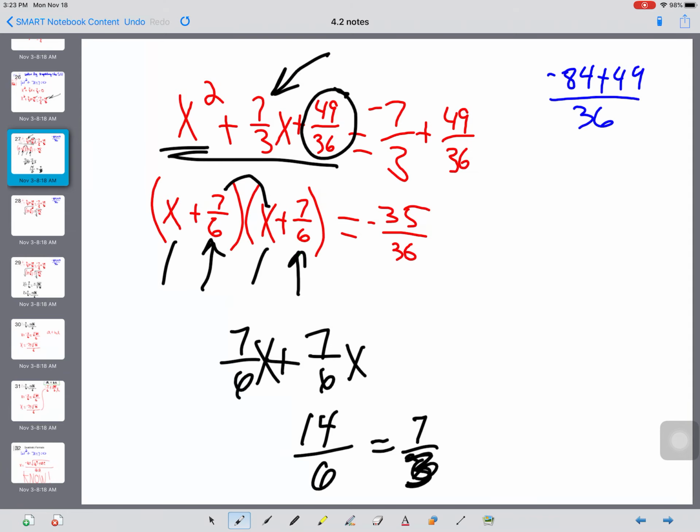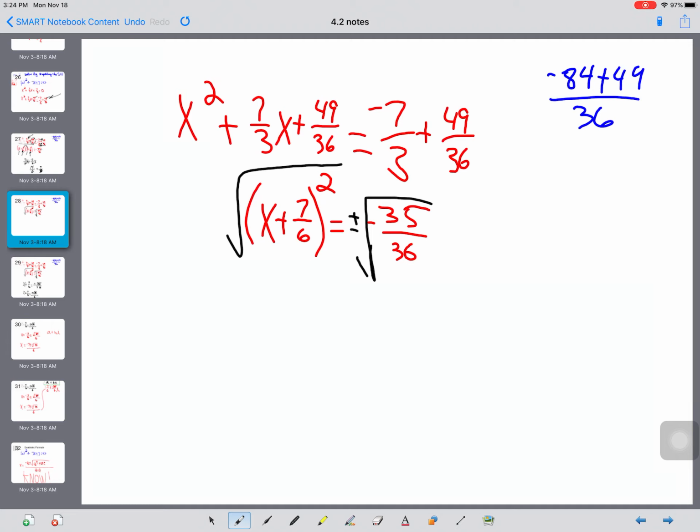Now on the other side, common denominator is going to be 36, so I've got to multiply this by 12, which means I've got to multiply this guy by 12. And so 7 times 12 is 84. Add them up and you get 35/36.